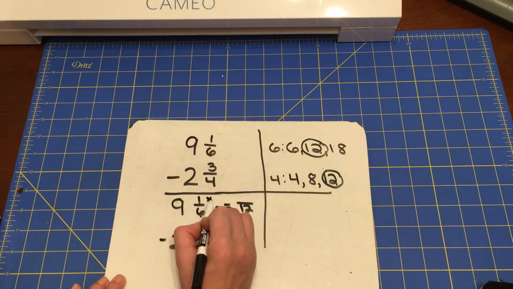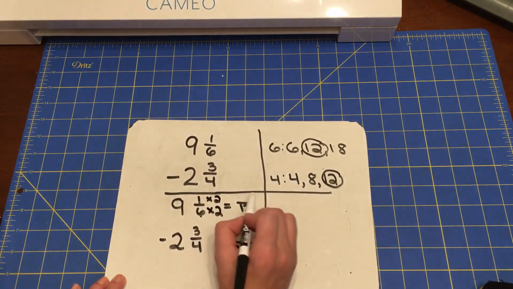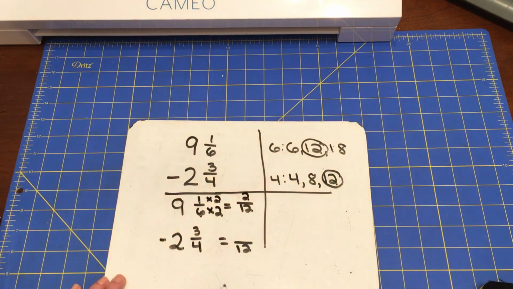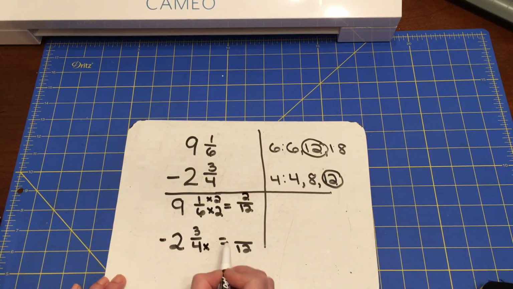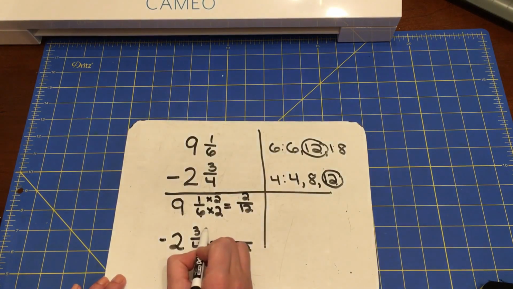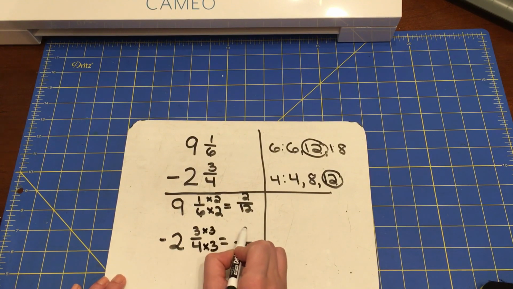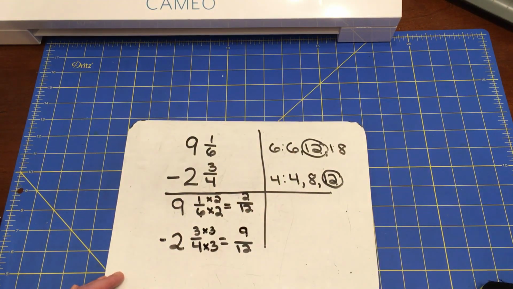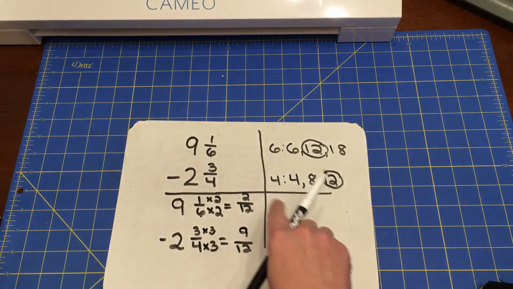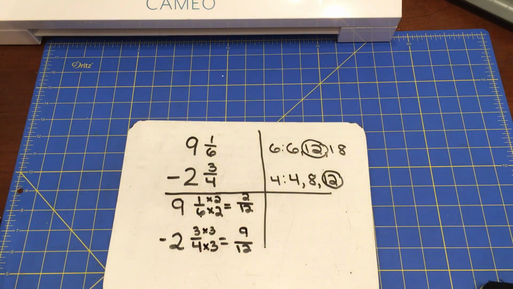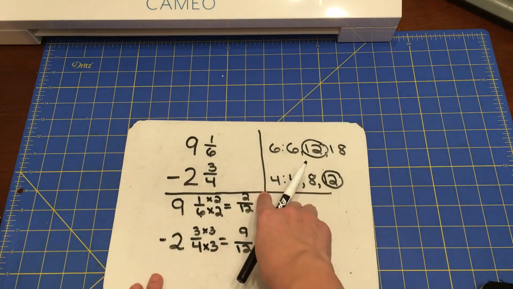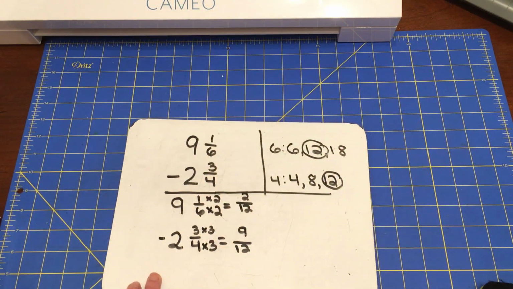Whatever I do to the denominator, I have to do to the numerator. So 1 times 2 is 2. And 4 times 3 is 12. Whatever I do to the bottom, I have to do to the top. Now I've converted both of these fractions, and I get 2/12 and 9/12. Normally I could just go ahead and subtract this and solve my problem. But in this case, if I have 2, I can't take 9 from it. I'd end up with a negative number. We can't do that in fractions.